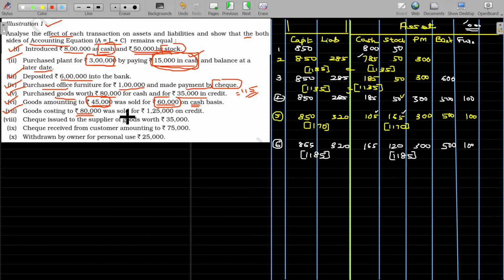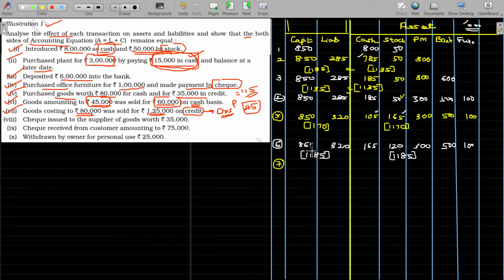Goods costing 80 were sold for 125 on credit. Credit means the party's name will come as debtors. The common name for the party from whom we have to receive the money is debtor. 80,000 rupees worth of goods sold for 1,25,000. It means 45,000 rupees we gained. That profit will now be added to the owner's fund. Seventh one.